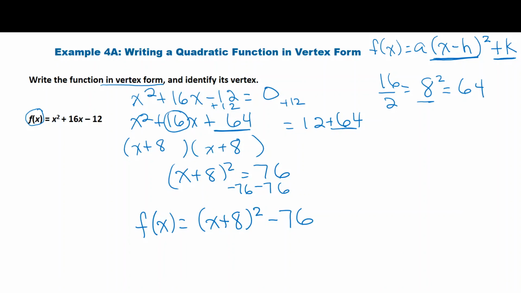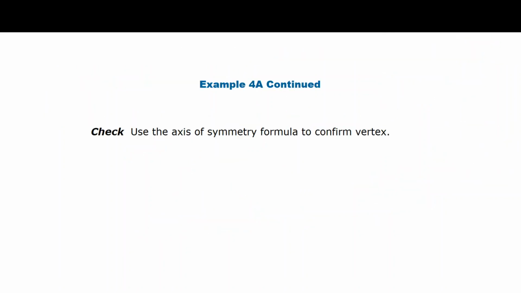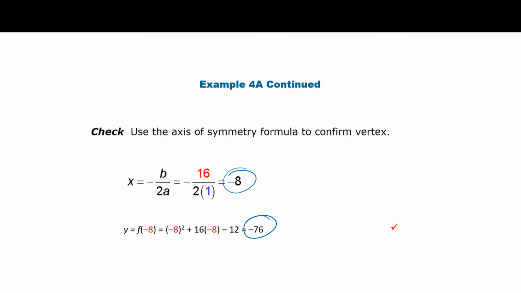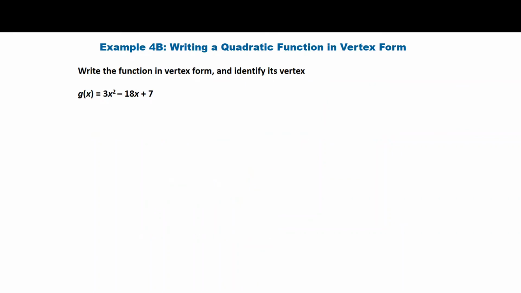All right, so I can tell you that my x is going to be, what number plus 8 gets me to 0? It's going to be negative 8. All right, and my y is going to be negative 76. So my vertex is going to be negative 8, negative 76. And that's your answer. All right. And you can use the axis of symmetry if you want to figure out that you're correct. So negative 8 and negative 76, and it's correct.